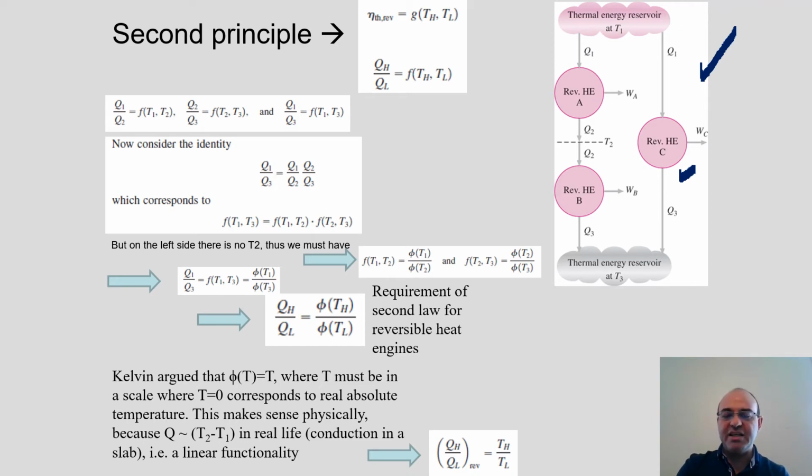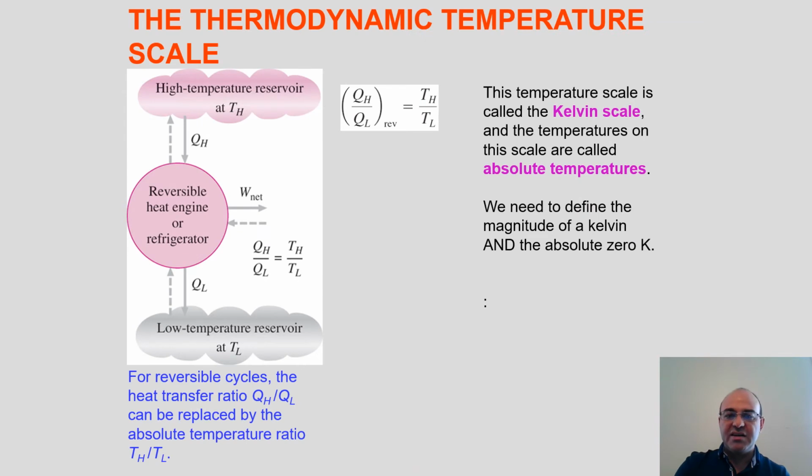So that's basically the proof that the efficiency of the heat engine in a Carnot cycle would be 1 minus TL over TH. So now the question is that we said that this temperature T sub H and T sub L must be in absolute scale temperature, or absolute temperature, which is the Kelvin scale.